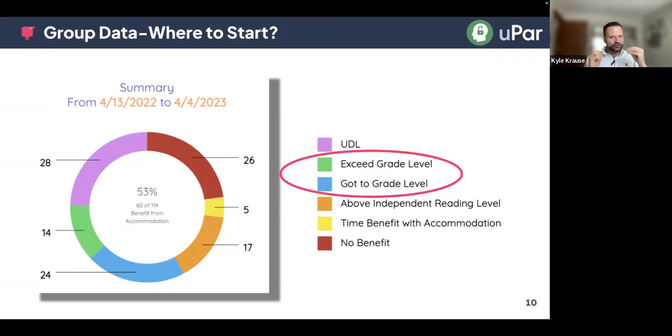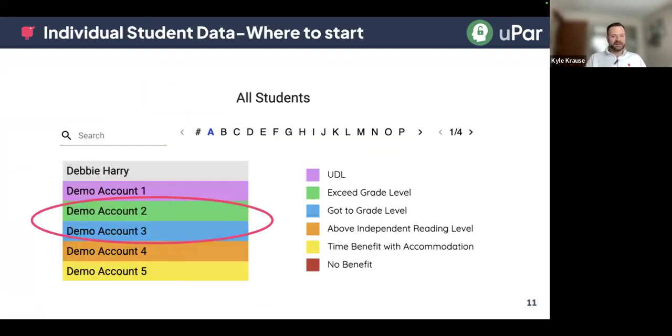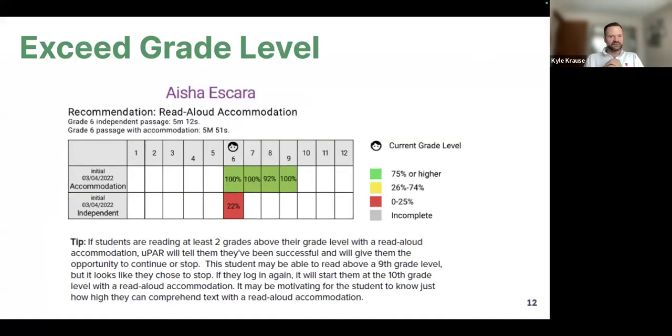So this is a great place to start with those exceeded grade level students and got to grade level students, because those are the ones who show the greatest benefit with that read aloud support versus what they can do independently. So when you actually go ahead and select those students, again, they'll be color coded by their name. So again, here we're going to start with exceeded grade level students and those students that got to grade level, and we'll look a little bit about what that data means for them.